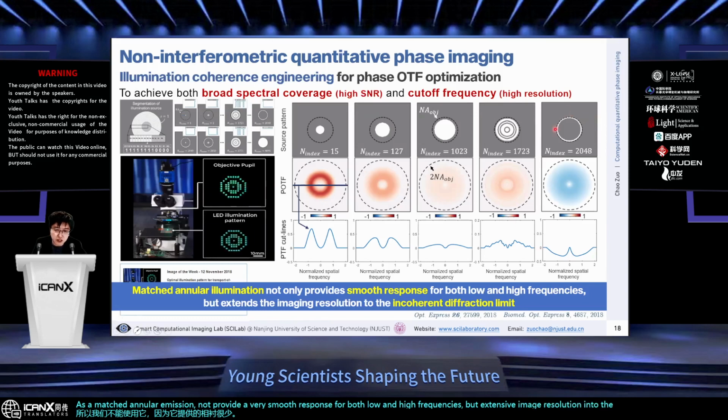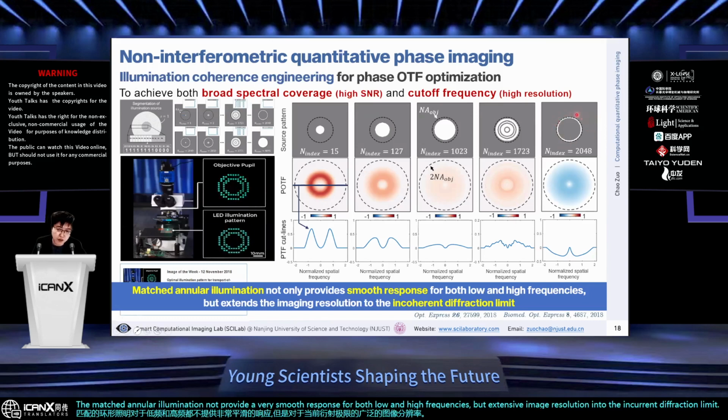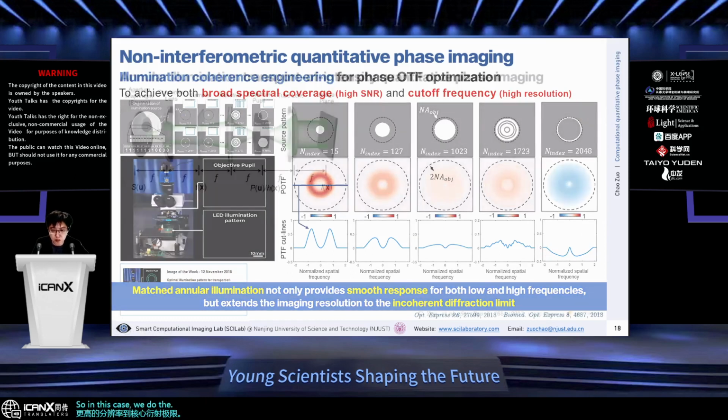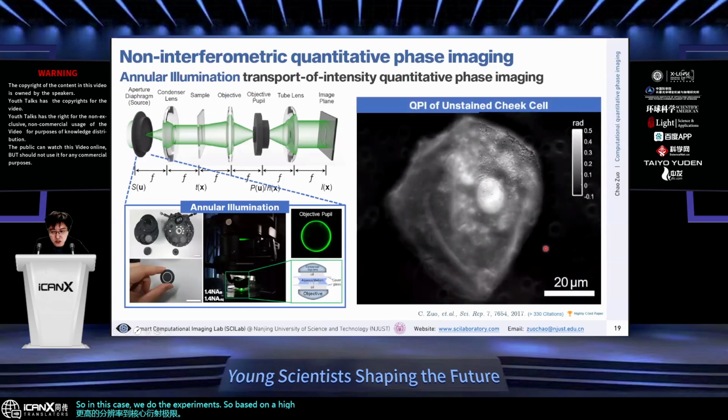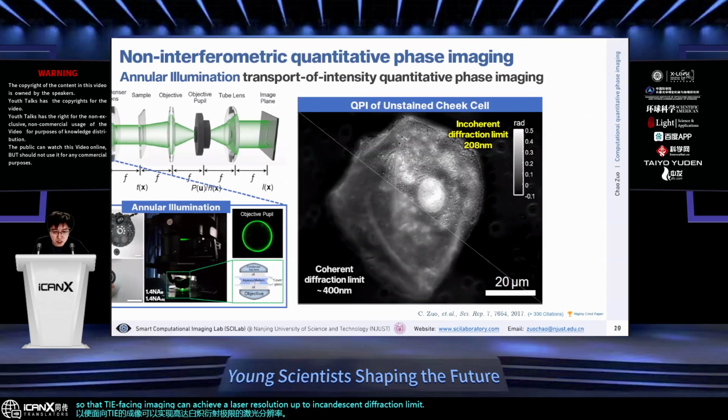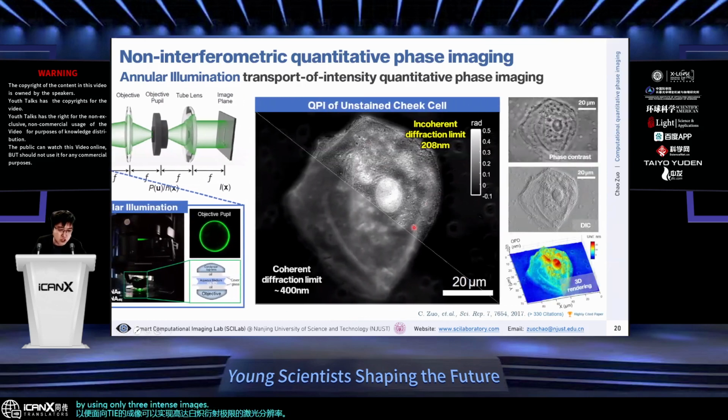So this means we use this kind of partial coherent illumination. It will provide both very high contrast for phase information, and also give you very high resolution up to the incoherent diffraction limit. So in this case, we did the experiments. Based on a high NA annular illumination, it is shown for the first time that TIE phase imaging can achieve a lateral resolution up to the incoherent diffraction limit, 200 nanometers, by using only 3 intensity images with selective defocus. We capture 3 intensity images, we do the deconvolution, we get the phase function, we get a quantitative phase map up to the incoherent diffraction limit.